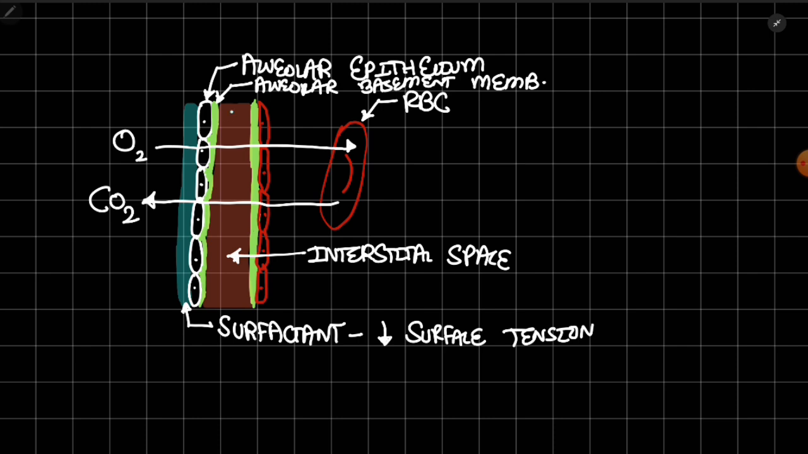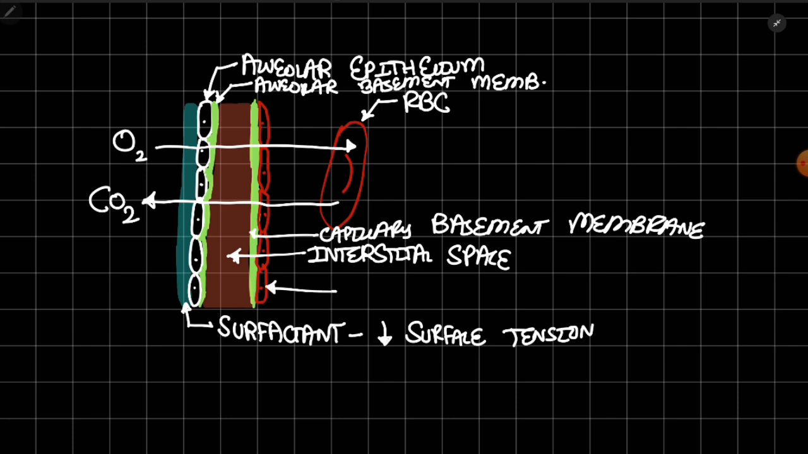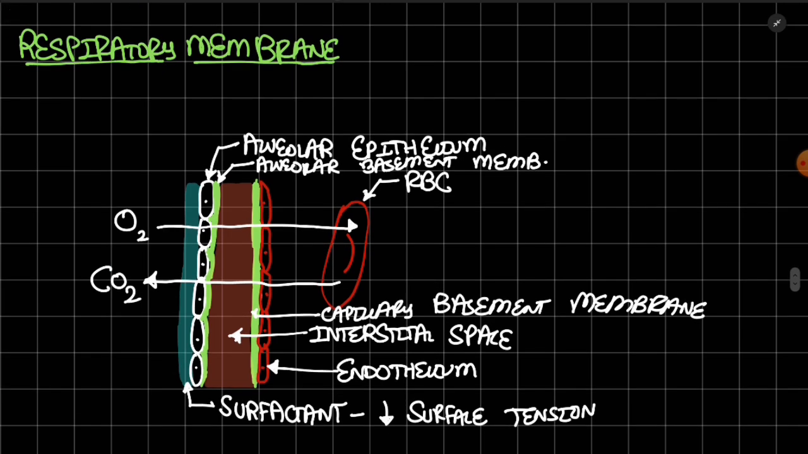Now as we have seen earlier, this is a basement membrane. This is also a basement membrane, but this one is the capillary basement membrane. Now you have guessed it right, the last layer. What is the last layer? This is the endothelium, which is made up of simple squamous epithelium. Yes. So these are the six components which aid in respiration, the respiratory membrane.